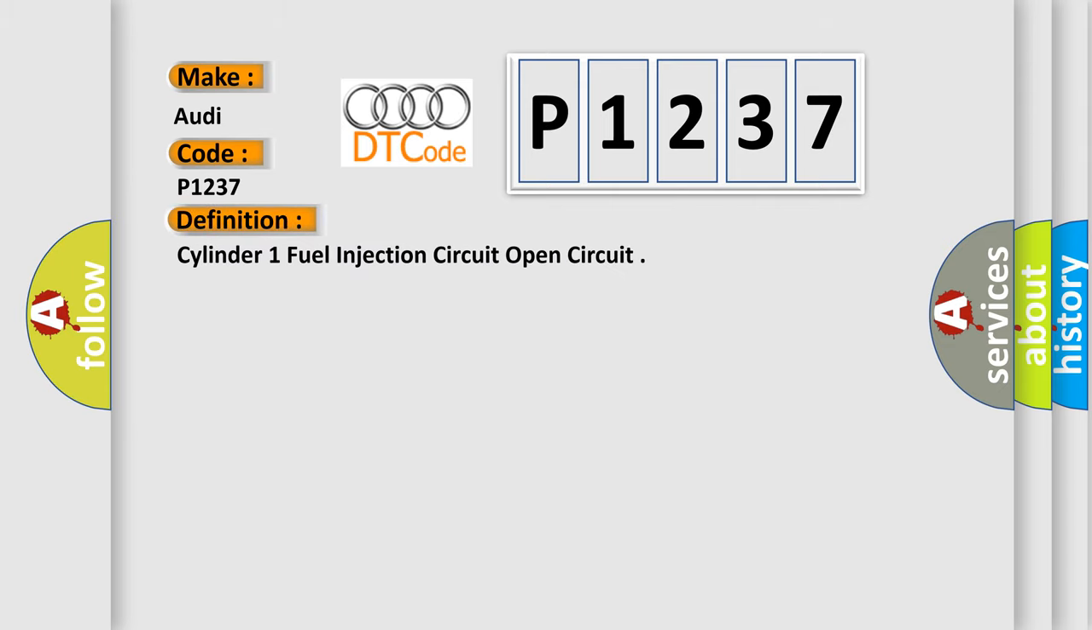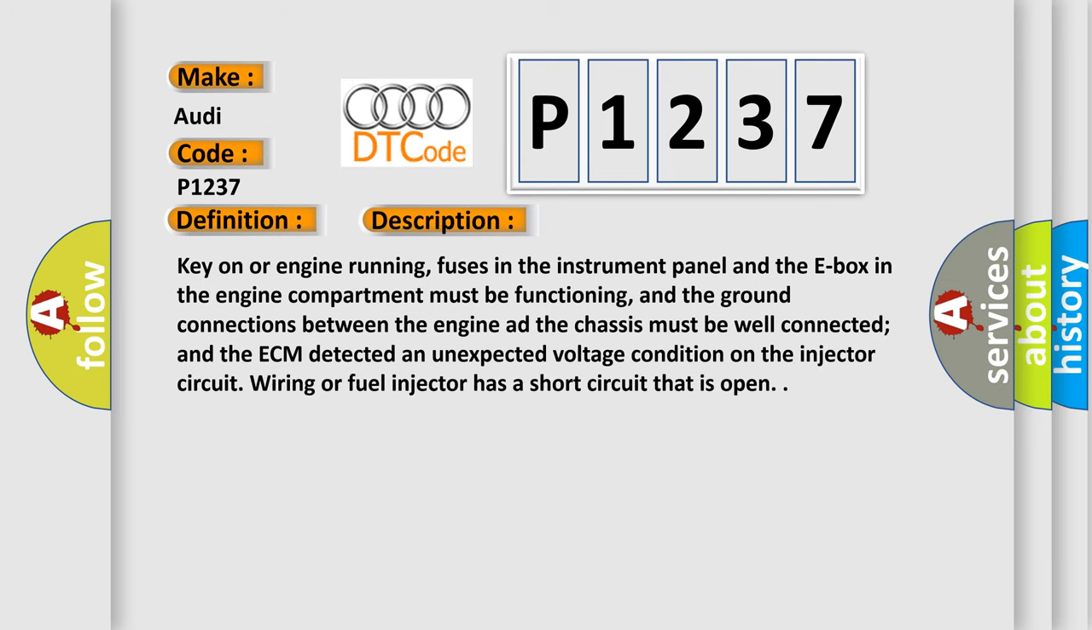The basic definition is Cylinder 1 fuel injection circuit open circuit. And now this is a short description of this DTC code. Key on or engine running, fuses in the instrument panel and the E-box in the engine compartment must be functioning, and the ground connections between the engine and the chassis must be well connected, and the ECM detected an unexpected voltage condition on the injector circuit wiring or the fuel injector has a short circuit that is open.